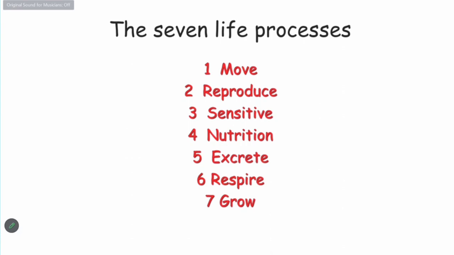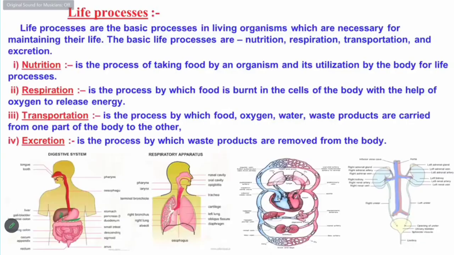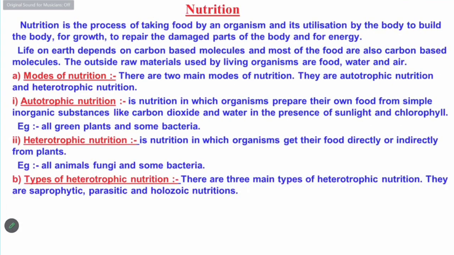So these 7 processes are found in every living organism, and we can say that if any process is missing, then we cannot say that that is a living organism. So let us start one by one. So in your syllabus there is a process that is known as nutrition. So nutrition is the process of taking food by an organism and its utilization by the body to build the body.